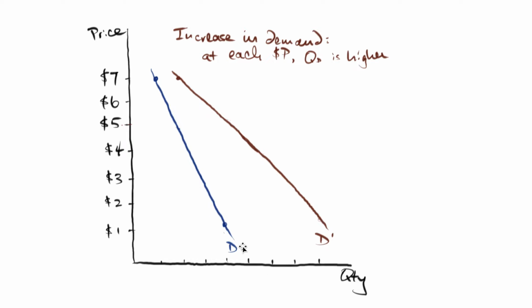And for now, look at this blue demand curve. Every demand curve tells the quantity that a consumer would purchase at each price. So on this blue demand curve, at a price of $7, the consumer would purchase one widget or whatever it is. At a price of $1, the person would purchase four. So again, each demand curve reports the quantity that a person would purchase at all the different prices.